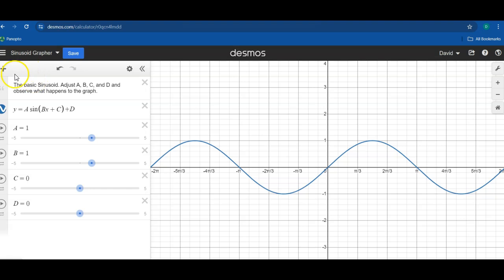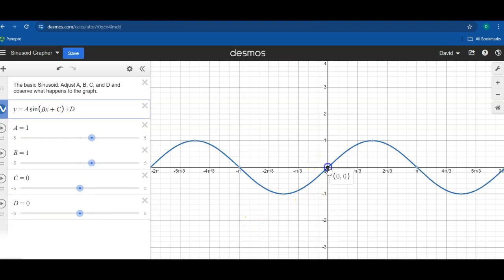So here is a little calculator made in Desmos. Again, you can't use Desmos on the midterm and final, but I think it's great for the visual component of the course. So what I have here is A is 1, so that means 1 times sine. B is 1, so 1 times sine of X plus 0. So this is just the sine of X plus 0. This is just the sine function.